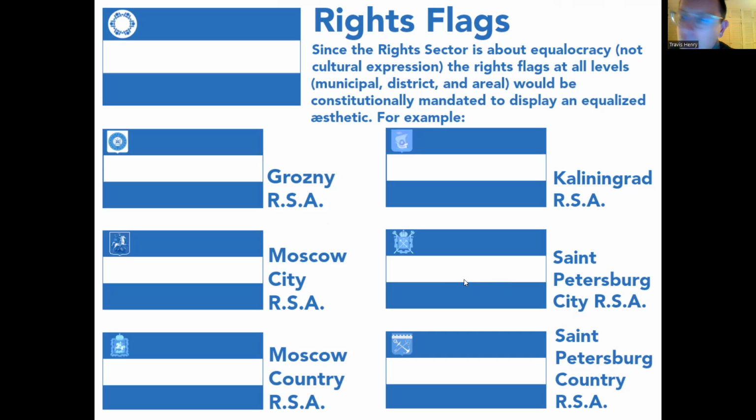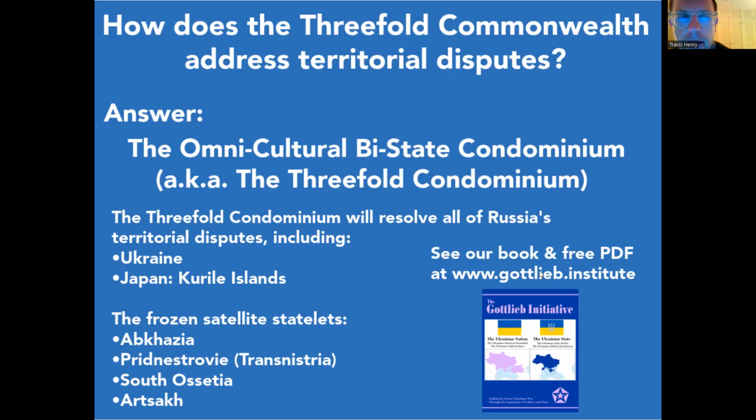And I took the terminology city versus country from Switzerland. They have a similar system as far as their cantons, where they have, I think, Basel City, and they have Basel Country canton, which are different cantons. So that aesthetic right there is borrowed from Switzerland, but Switzerland itself would look very much different as a threefold commonwealth. So we're only taking a few seeds here and there.